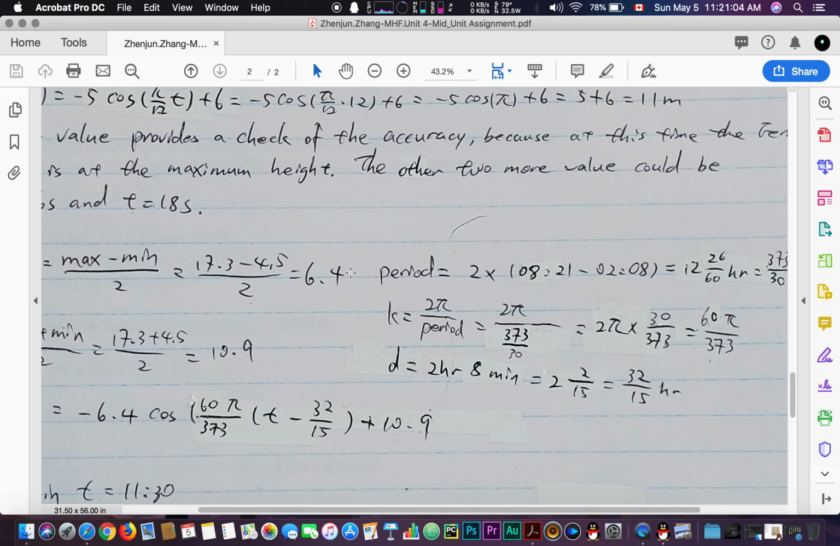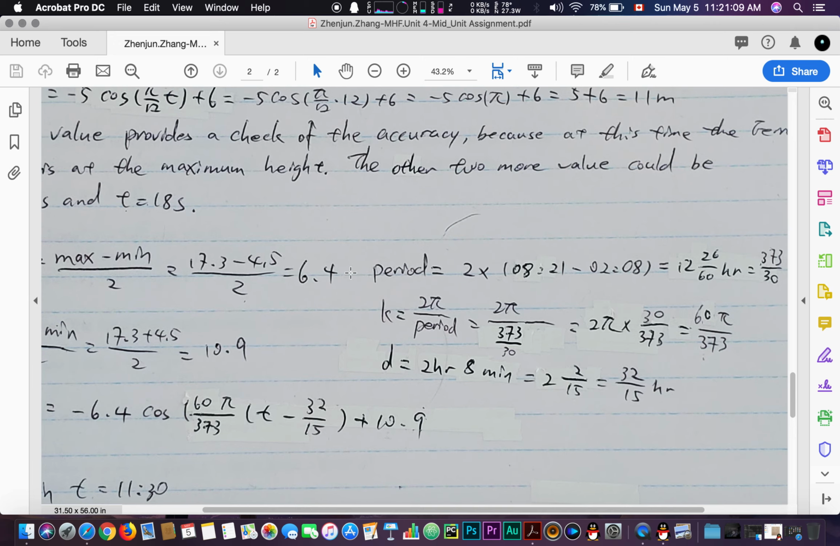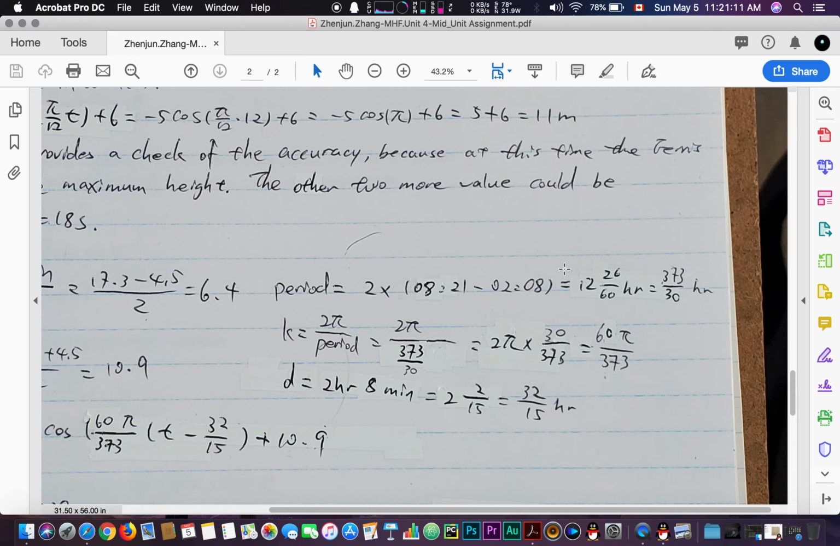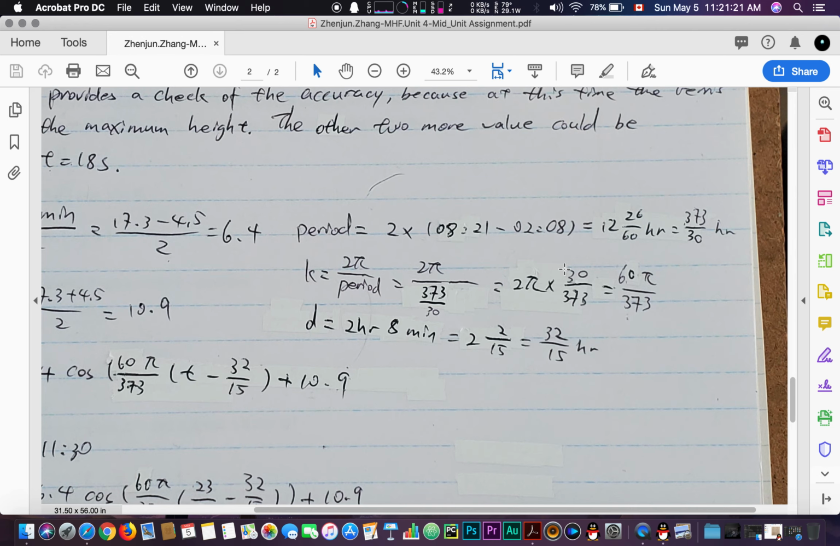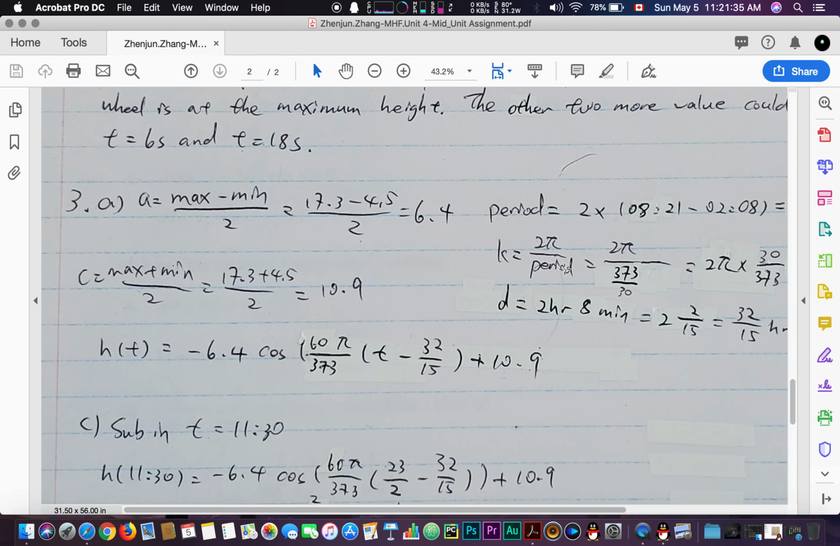We have 8 o'clock 21 minus 2 o'clock 08 equals 12 and 26 over 60 hours, which is 373 over 30 hours. And we have our k, 2 pi over period. We have 2 pi over 373 over 30, which is 2 pi times 30 over 373 equals 60 pi over 373. So we need to calculate the c and the d.